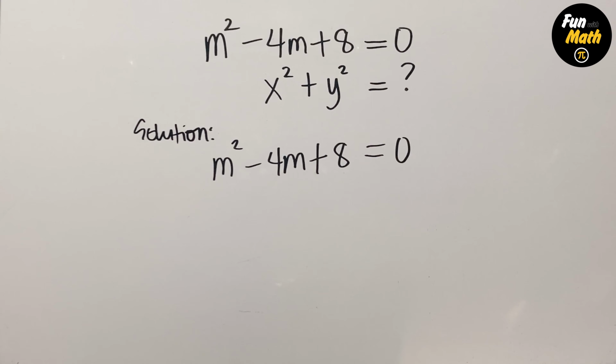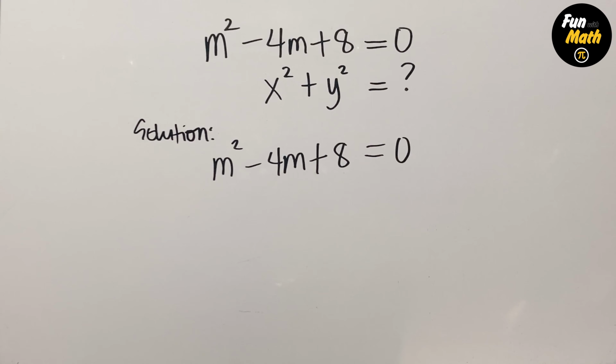So here's in front of you another problem. m squared minus 4m plus 8 is equal to 0. x squared plus y squared is equal to what? So here's just in result.